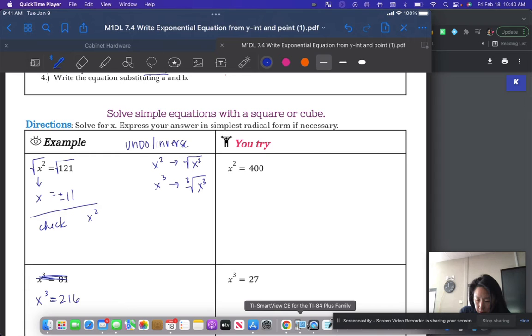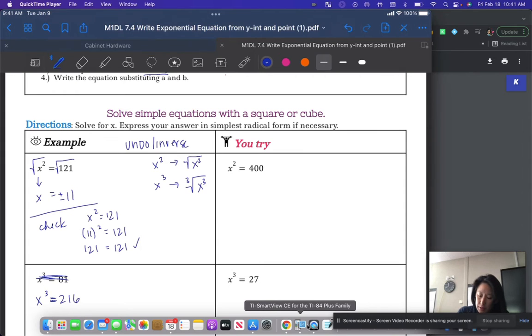So I'm doing x squared is equal to 121. Remember, one of my answers was positive 11. 11 squared is 121. 11 times 11 is equal to 121.